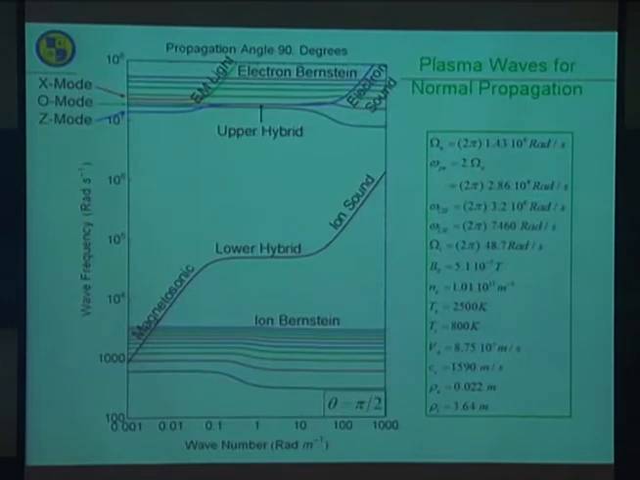Next slide, please. If you go perpendicular to the magnetic field, you have ion Bernstein waves, lower hybrid waves, upper hybrid waves, electron Bernstein waves, and light waves. Next slide. And again, with a fixed wavelength, you can get a whole host of waves that can be produced simultaneously. The point of this is, by exciting the plasma with both chemical releases and radio waves, you get a large number of waves that can tell you what's going on in the plasma.